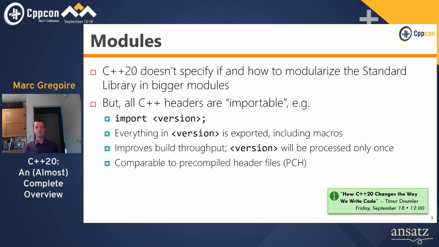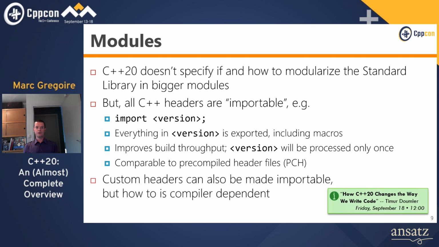And just by doing this, instead of writing hash include version, you write import version, you will improve your build throughput, because now this version module will only be processed once. So you can think of this as some kind of compiler-independent precompiled header file feature. So on Friday, there is a session by Timur that goes a little bit deeper on this feature. And it's also possible, as I explained with the C++ headers, they are importable. It's also possible to make your own headers importable, but how to do that is compiler dependent. So please check your compiler documentation to find out how to do that.